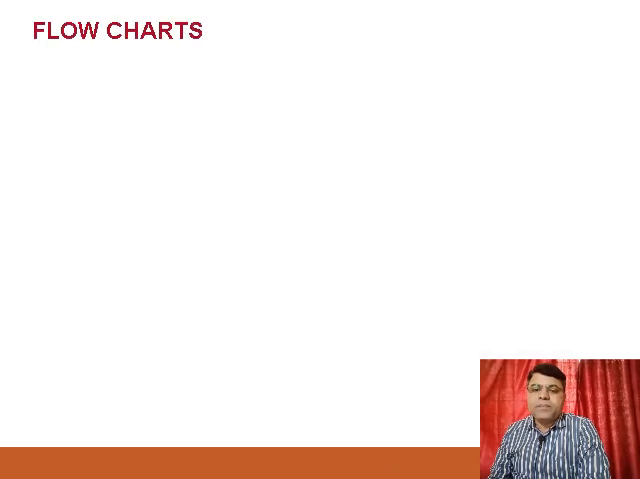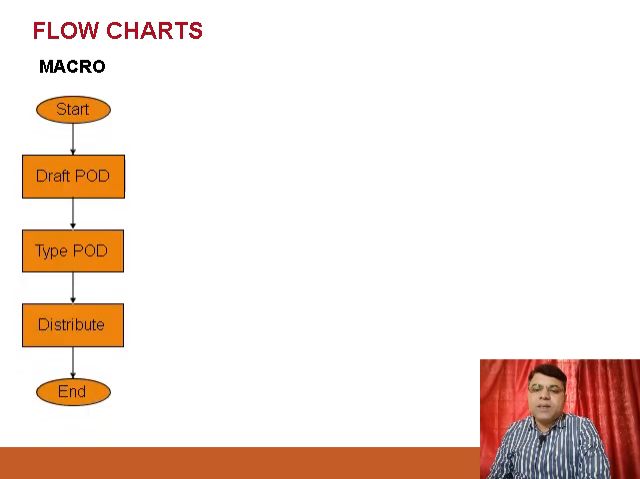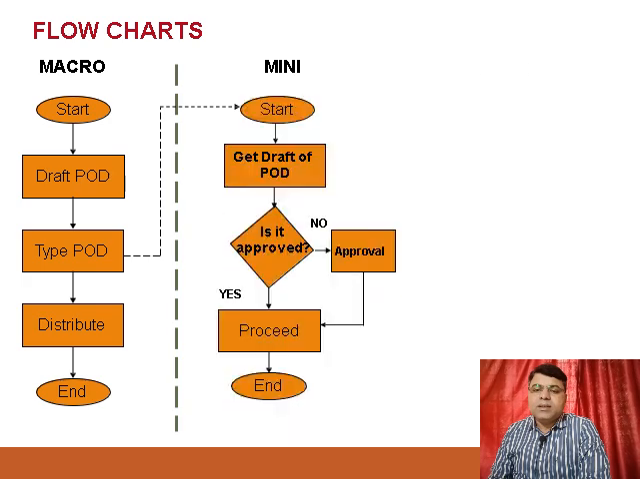Next is flowchart types. Flowcharts have three types. One is macro, second is mini, and third is micro.